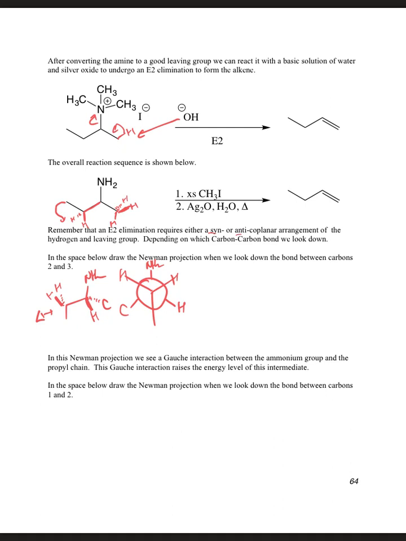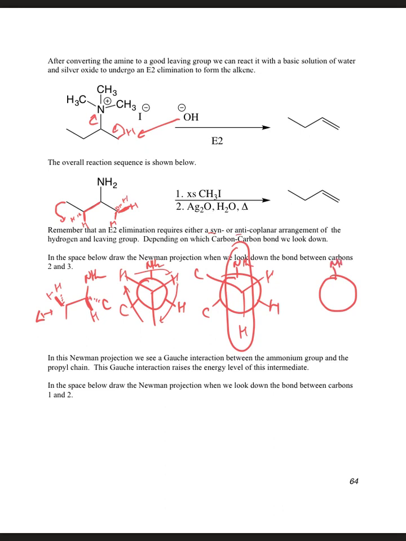No hydrogen is anti-coplanar to the nitrogen, so we would need to rotate 120 degrees, redraw again: nitrogen, hydrogen, carbon in back, and then in front we'd have hydrogen, we'd have carbon. So on this one we could eliminate with the carbons on the same side, or we could also rotate, since we have two hydrogens on that carbon, leaving the nitrogen in back the same.